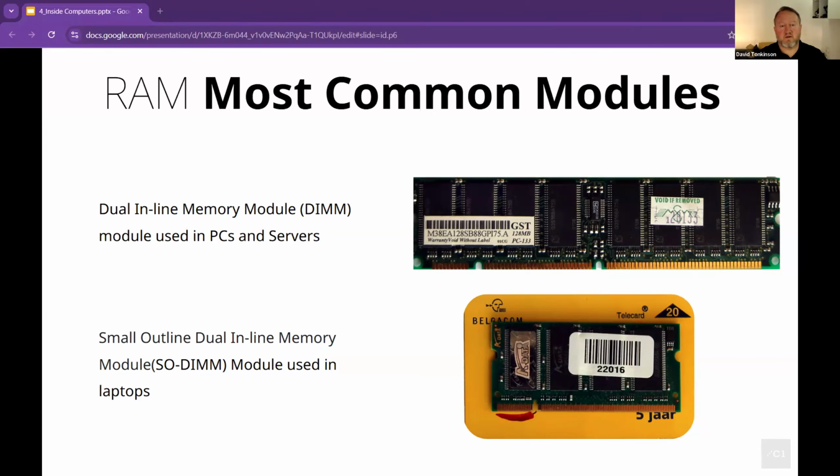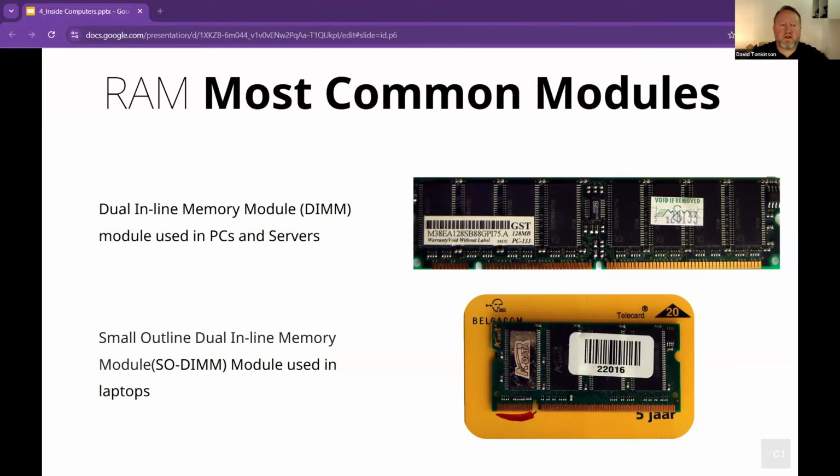You will notice on all of these systems, there are little notches cut into the chips. This is for us, really. This is to stop us putting them in the wrong way round. Makes it very nice and intuitive for us. Now, these are common, as I say, within PCs and servers.